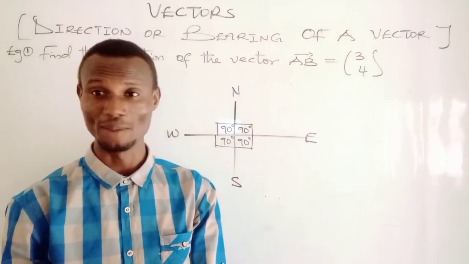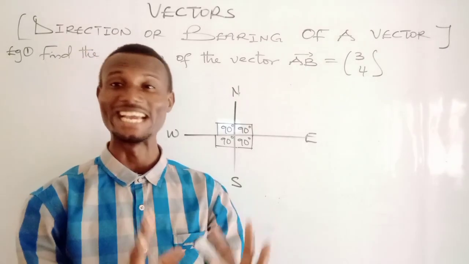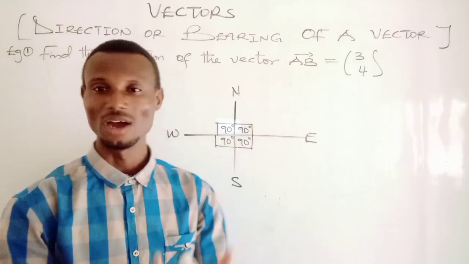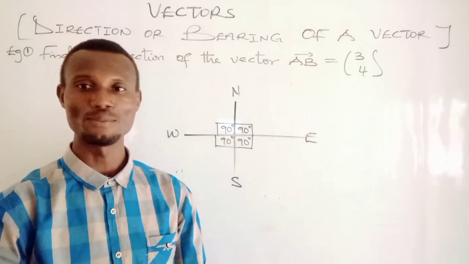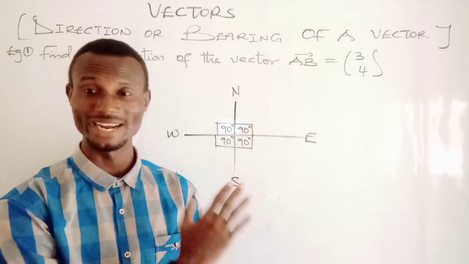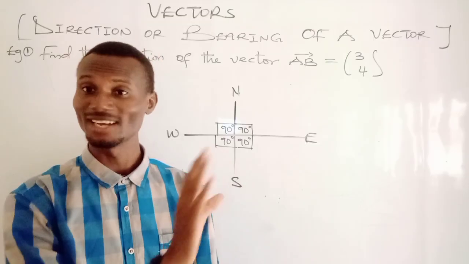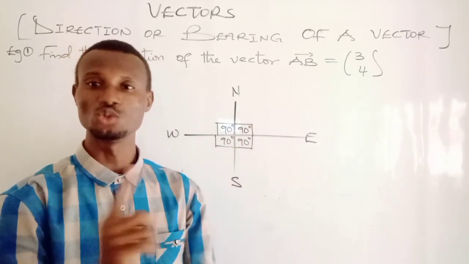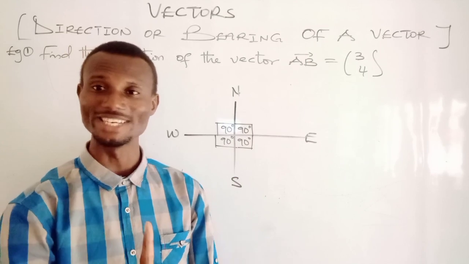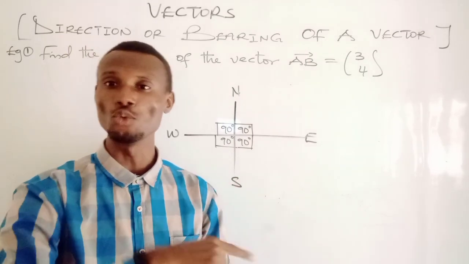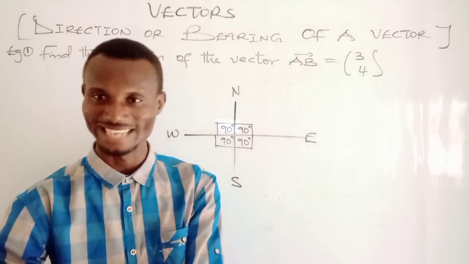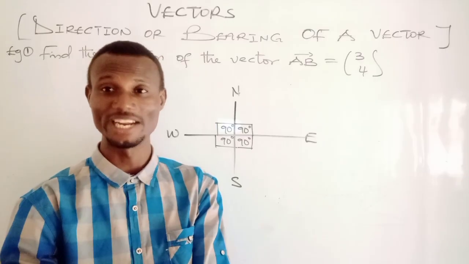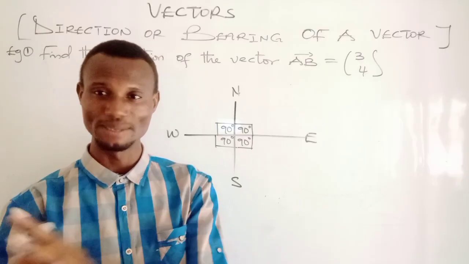I'm going to repeat it one more time because that statement is very important. Anytime you are reading an angle on a cardinal point like this, when it comes to bearing, you always start reading from the north and you read in the clockwise direction, which is very important. So keep that in mind.